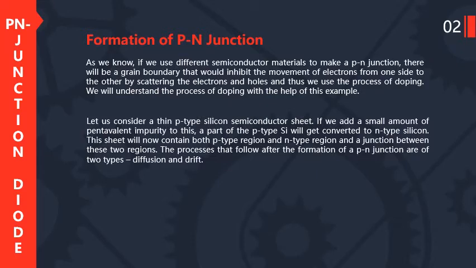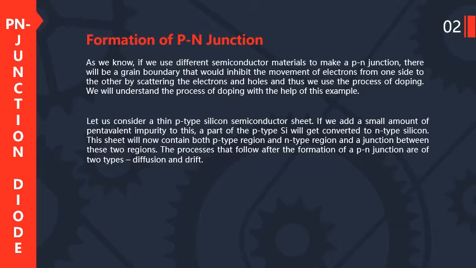Let us consider a thin p-type silicon semiconductor sheet. If we add a small amount of pentavalent impurities to this, a part of the p-type silicon will get converted into n-type silicon. This sheet will now contain both a p-type region and an n-type region, and a junction between these two regions.